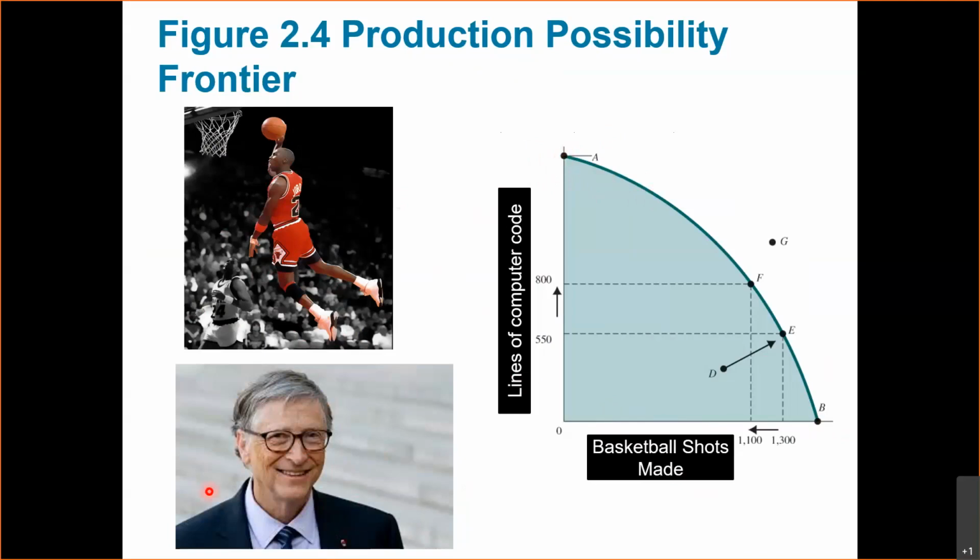And only if we absolutely had to would we take Bill Gates out of the lab and send him to the gym. Why? Because when we take Bill Gates out, we lose loads of computer code and we're not getting very many shots for it.